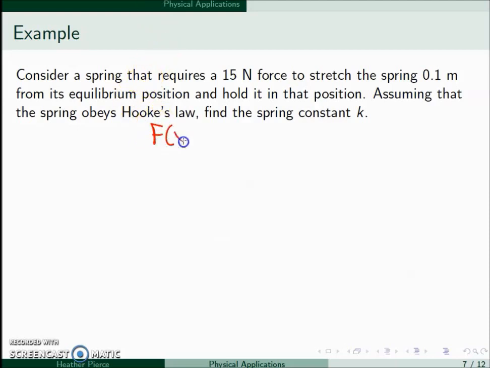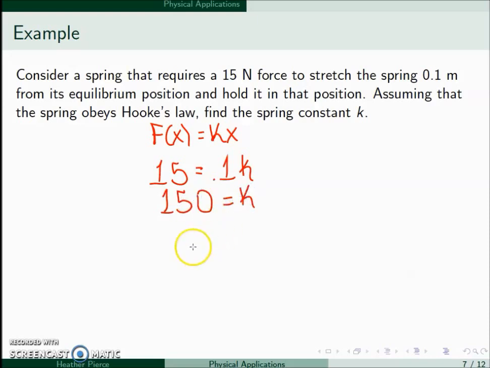So Hooke's law says that f of x is equal to kx. So I know that we have a force of 15 whenever x is 0.1. So I have 15 is equal to 0.1 k. So this gives me 150 equal to k. So that's our spring constant. This means our force is given in general by 150x.